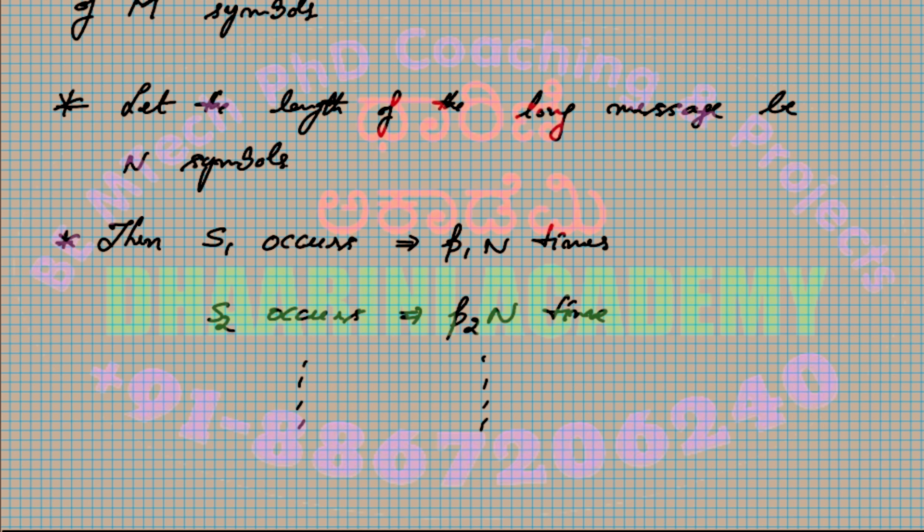Is it okay? So many times it will repeat. So in general, I'll write, in general, any symbol Si occurs how many times? It is Pi into n times. Are you okay? Fine.